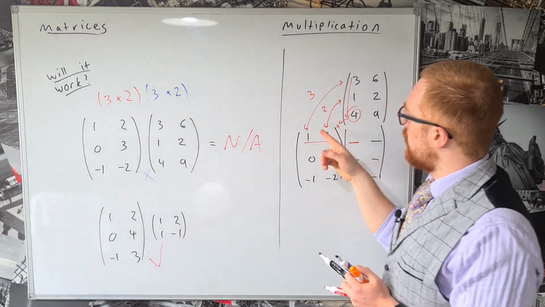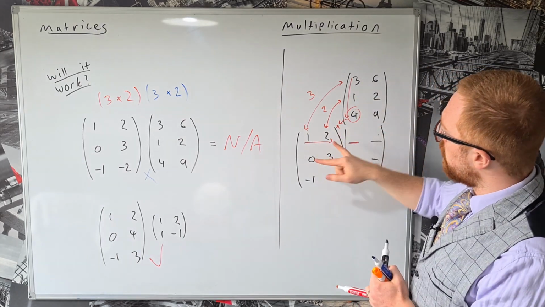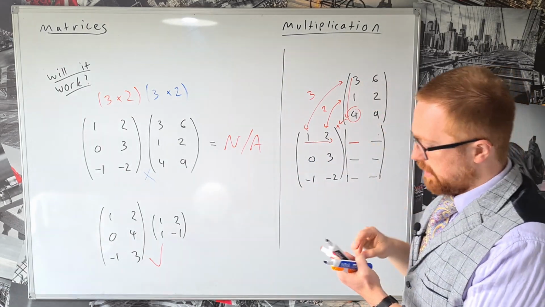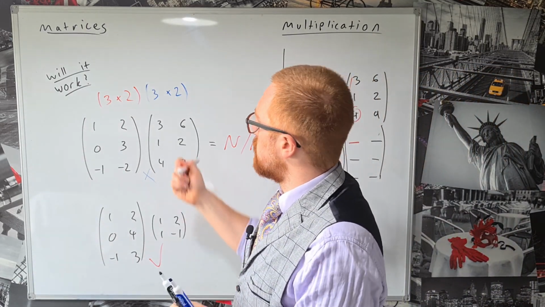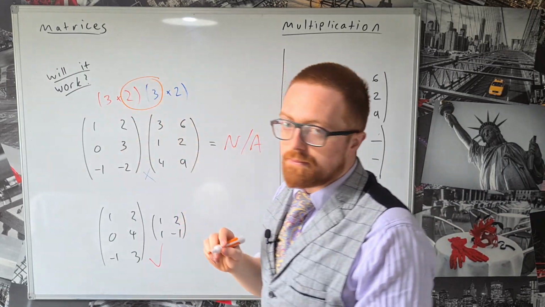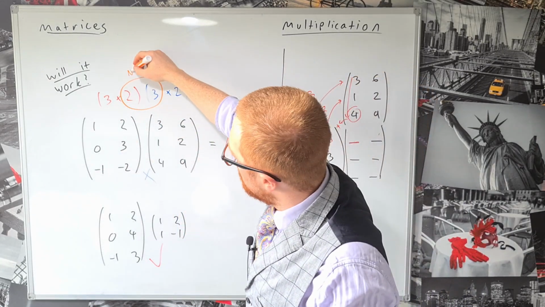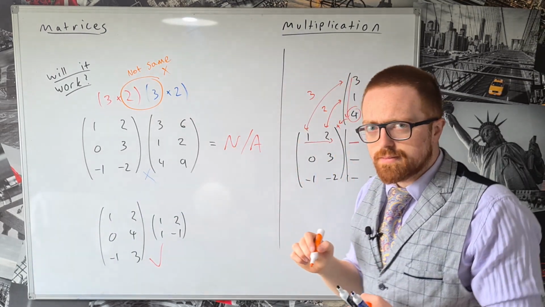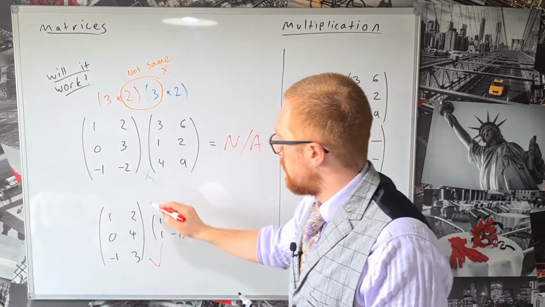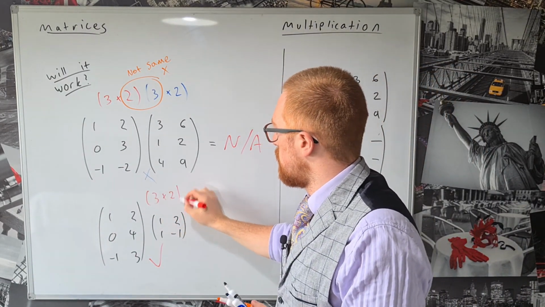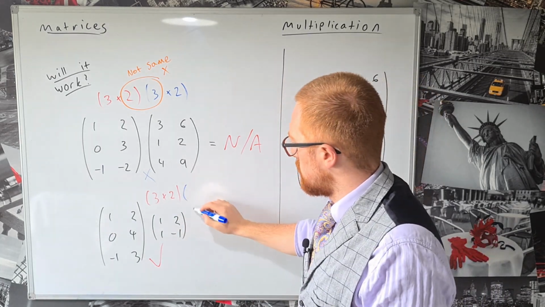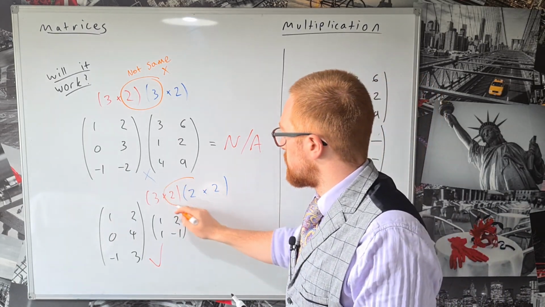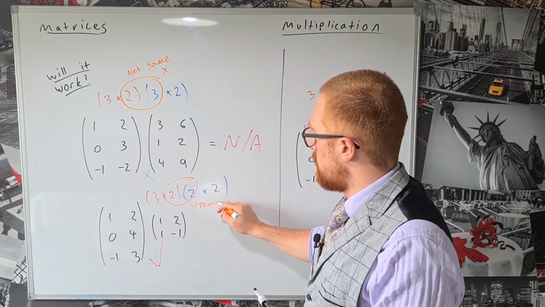Okay, so for this method to work, for us to be able to pair up the width of the first matrix with the height of the second matrix, these two numbers in the middle have to be the same. If they're not the same, then we can't multiply. Whereas here, the first matrix was still a 3 by 2, but the second matrix was a 2 by 2. So in this case, because they are the same, we can multiply them.